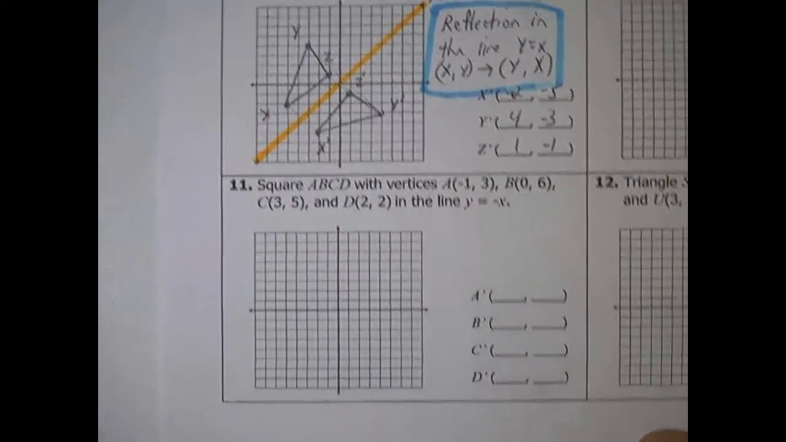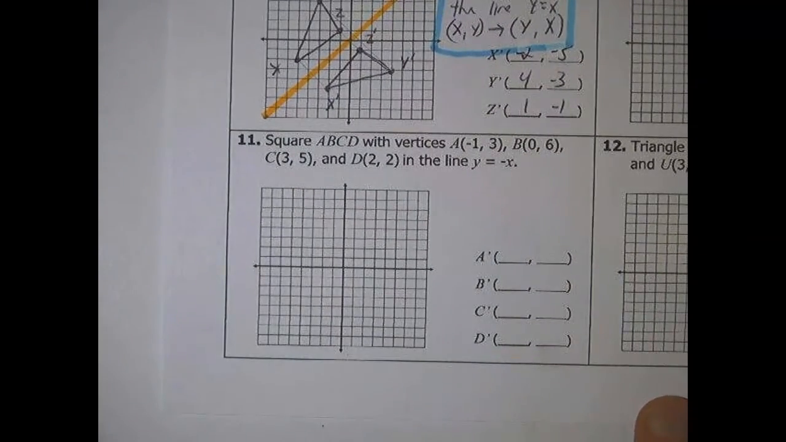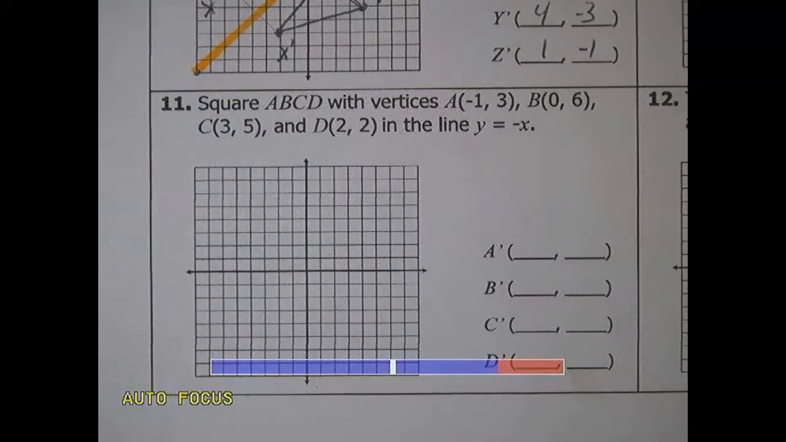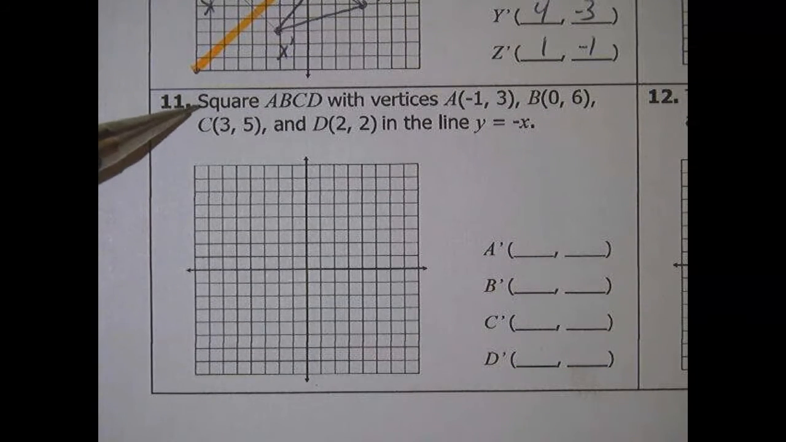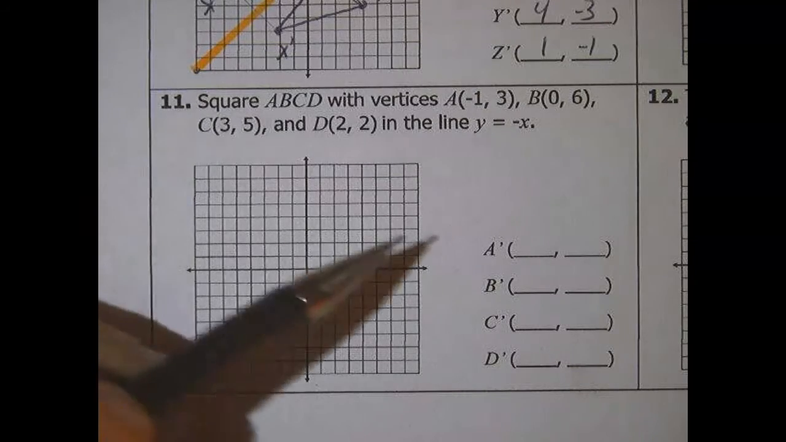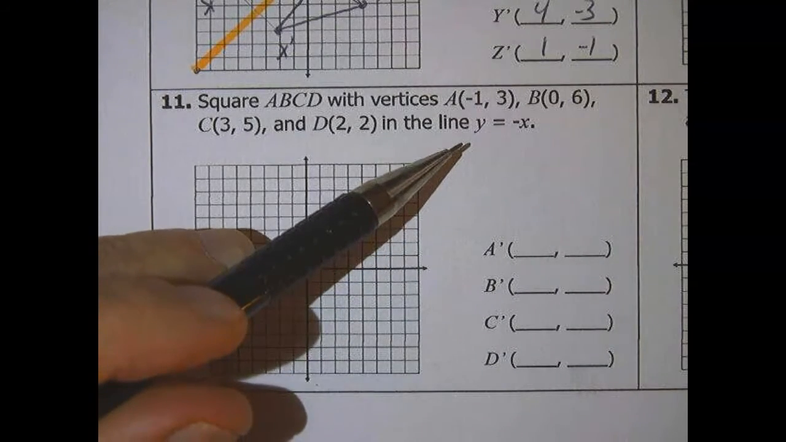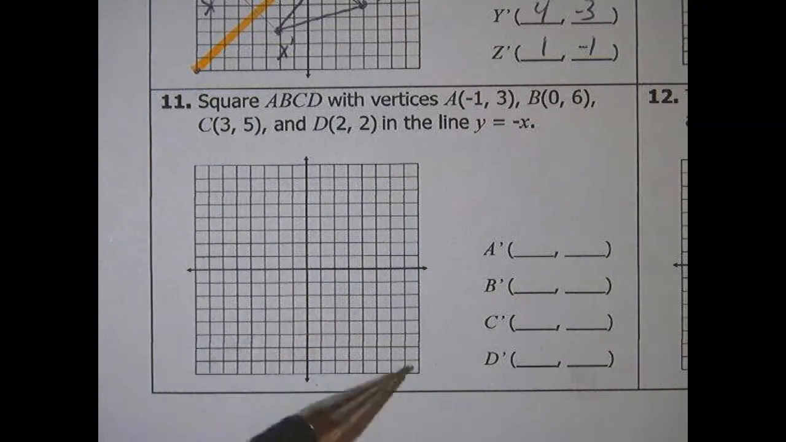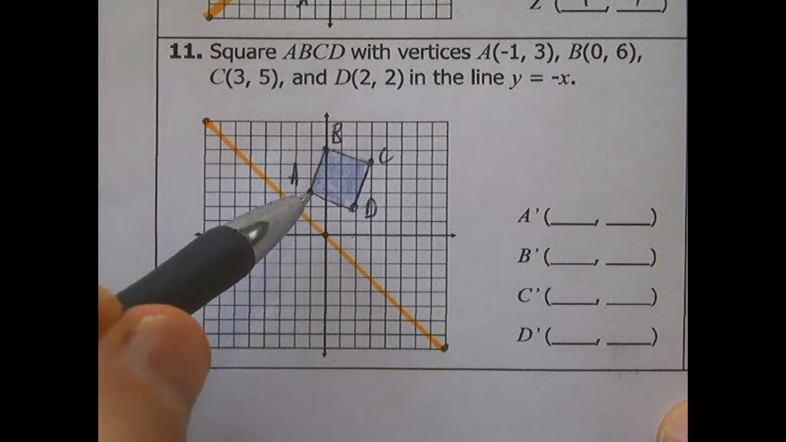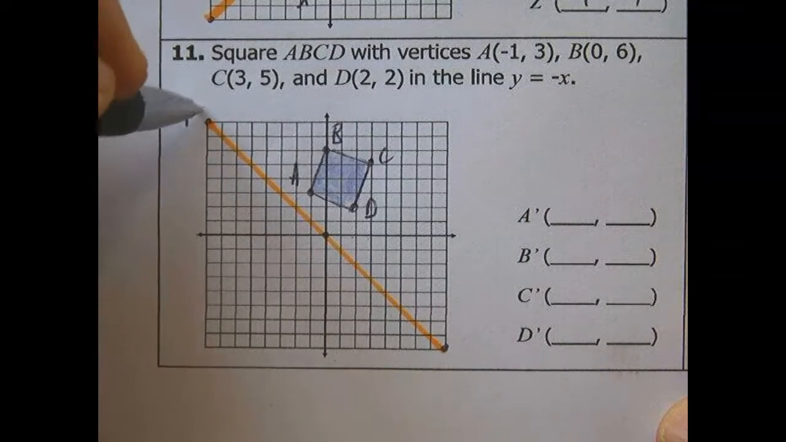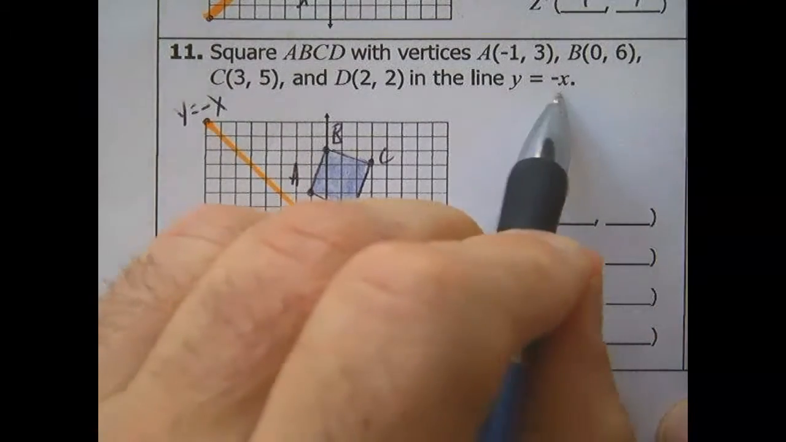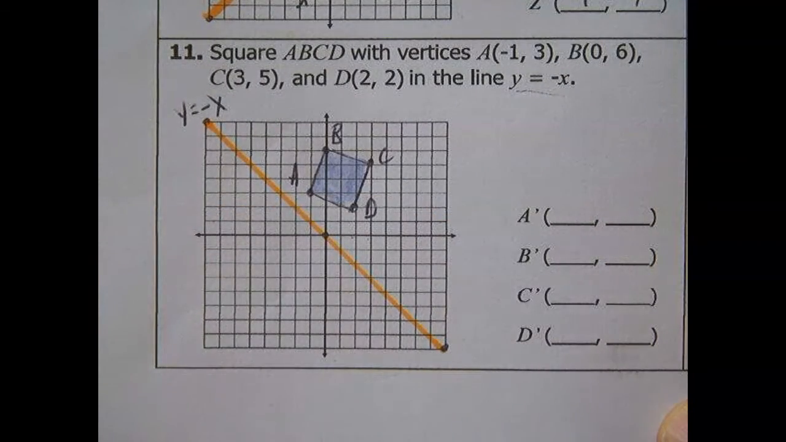The last of the big four, right here, reflecting over the line y equals negative x. So we're going to do the same thing. We're going to plot these 4 points that make up a square this time. We're going to plot the square, and we're going to plot the line y equals negative x, which just goes the opposite corners here. It just goes the other way. Okay? Okay, so there's my square, A, B, C, D. Here's my line, y equals negative x, right there. And now we're going to do the reflection.